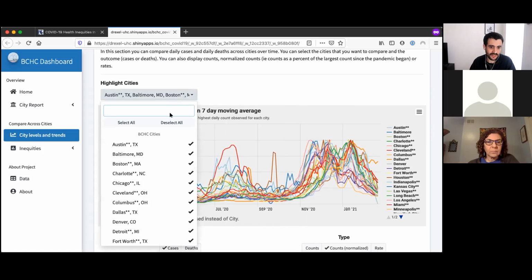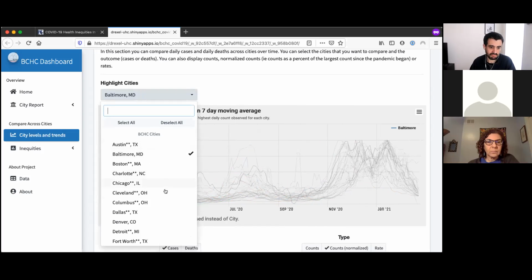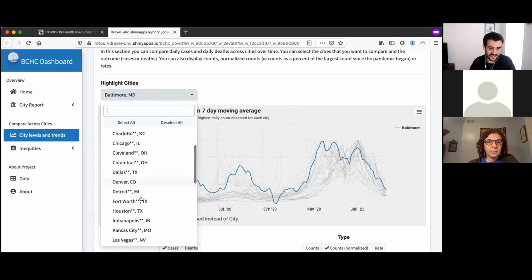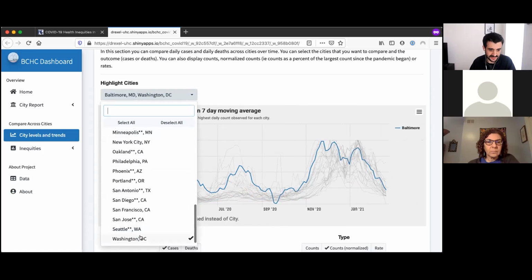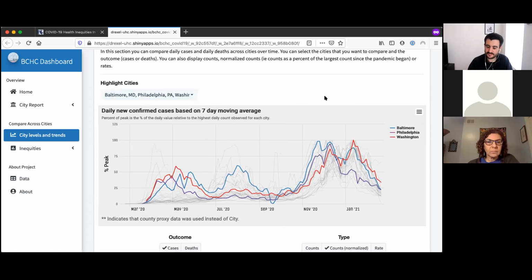But we can be a lot more detailed and, for example, try to select here, I'm interested in comparing how Baltimore and Washington, D.C. and Philadelphia have changed over time. Cities here up in the mid-Atlantic. And we can see these very similar trends with the exception of Baltimore in the summer and an earlier increase in Baltimore with respect to the other cities.